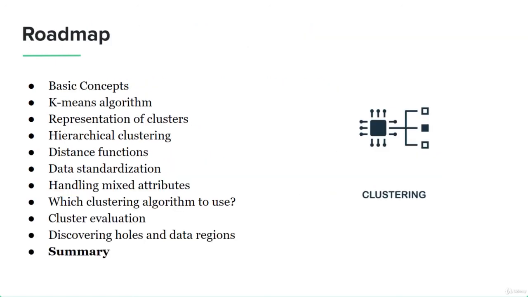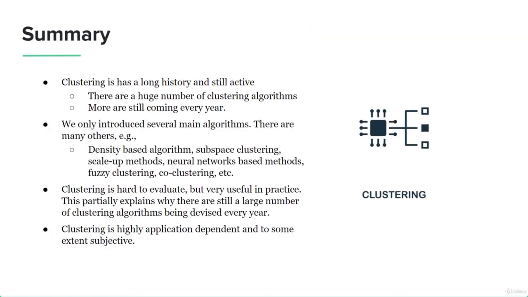Okay, so let's summarize what we have learned so far. Clustering has a long history and is still active. There is so much research being done, there are a huge number of clustering algorithms, and more still come every year. We only introduced several main algorithms, and there are many others. There are density-based algorithms, subspace clustering, scale-up methods, neural network-based methods, fuzzy clustering, co-clustering, etc. Clustering is hard to evaluate but very useful in practice. This partially explains why a large number of clustering algorithms are still being devised every year.